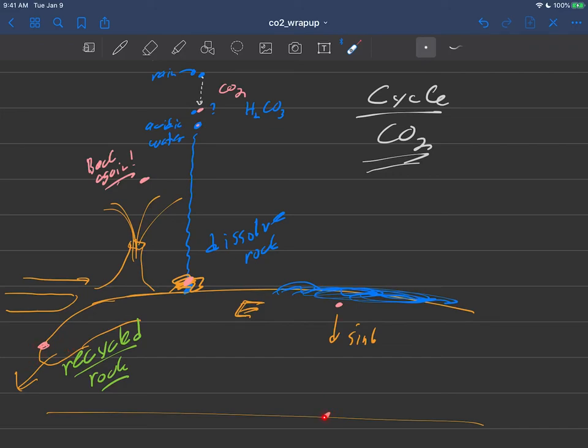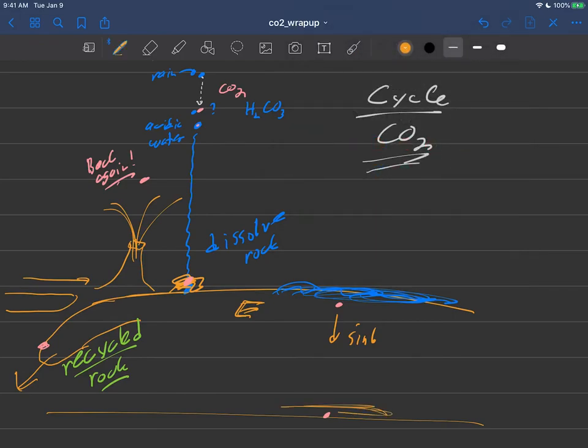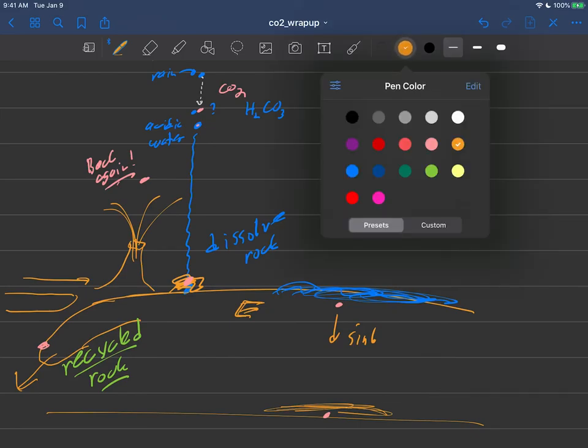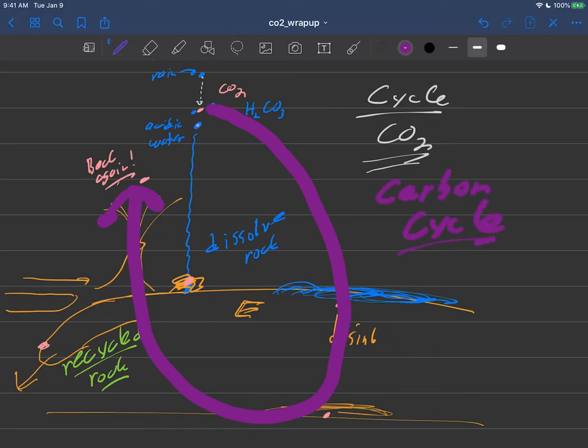Or it might sink to the bottom of the ocean, and what happens at the bottom of the ocean? Well, typically it'll get covered by other sediment and just buried down there. But hopefully you see the cycle. If I took this purple color here and drew a big loop, you can see this little carbon dioxide molecule went down, down, down, and eventually came back up again. So that's what we call the carbon cycle.